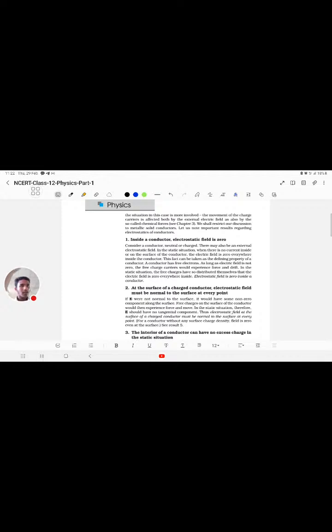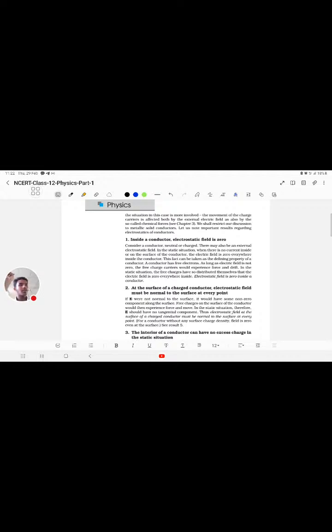In the static situation, when there is no current inside or on the surface of the conductor, the electric field is 0 everywhere inside the conductor. This fact can be taken as the defining property of a conductor. A conductor has free electrons. As long as the electric field is not 0, the free charge carriers would experience force and drift. In the static situation, the free charges have so distributed themselves that the electric field is 0 everywhere inside.